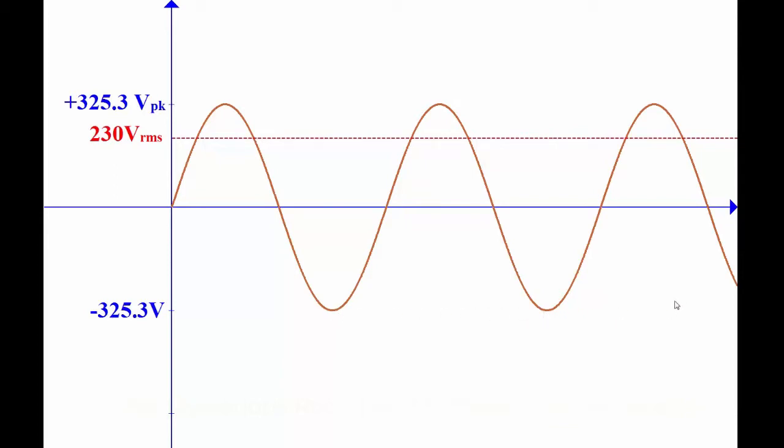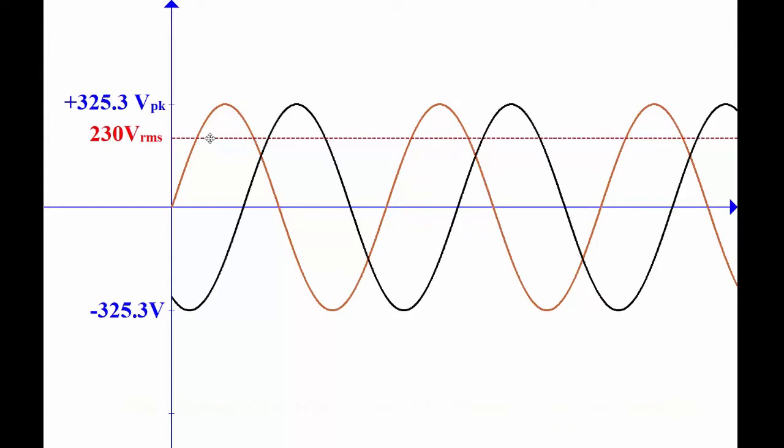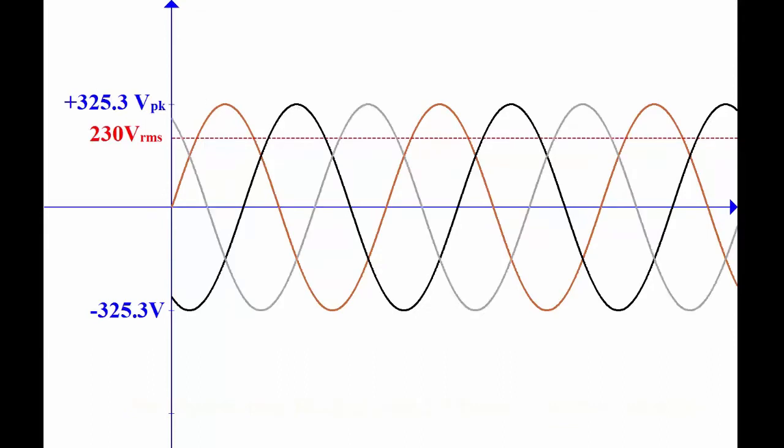As we move along, now let's introduce a second phase. You'll notice the first phase was brown, our second phase is 120 degrees different from that one. There's black, and in the UK IEC 60446 the third phase is grey. Okay, so we have brown, black and grey, and each of these are 120 degrees apart.